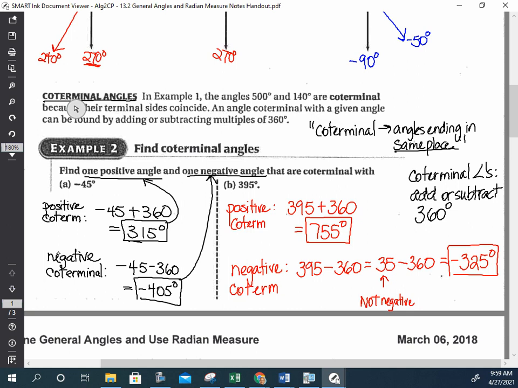So you need one positive answer, one negative answer. One positive, one negative. If that means you have to do it multiple times, then that is what it is. Any questions on coterminal angles?